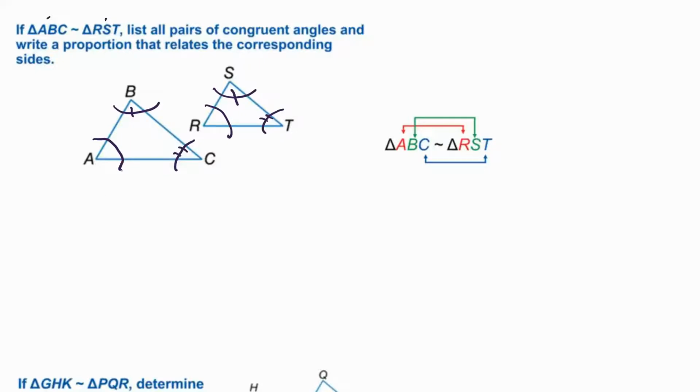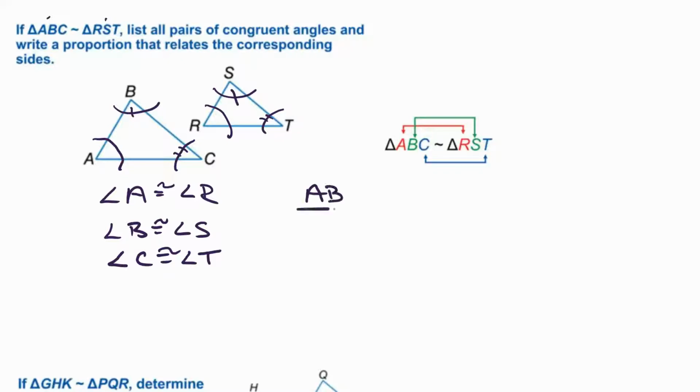So listing those congruent statements, we have angle A is congruent to angle R. Angle B is congruent to angle S. Angle C is congruent to angle T. For the side proportions, it would be AB over RS equals BC over ST equals AC over RT.